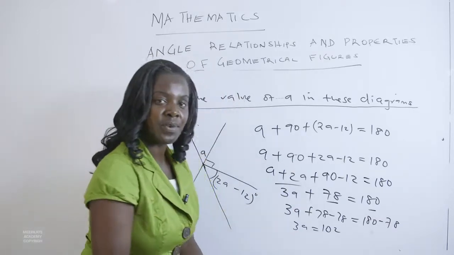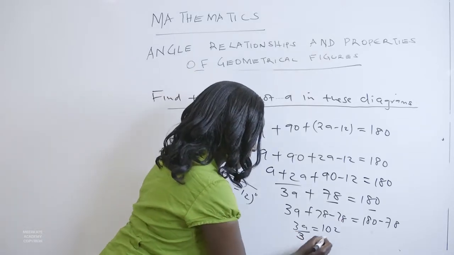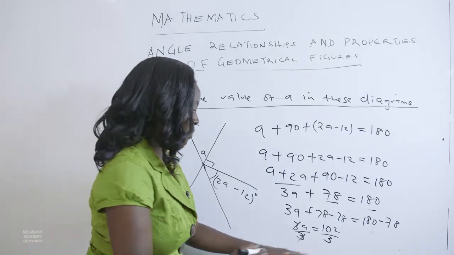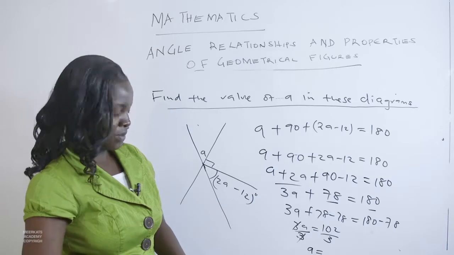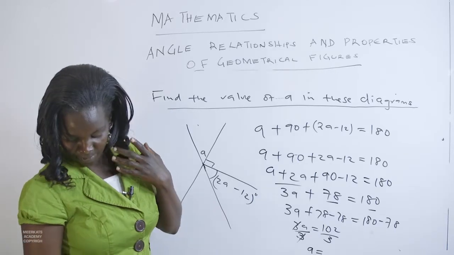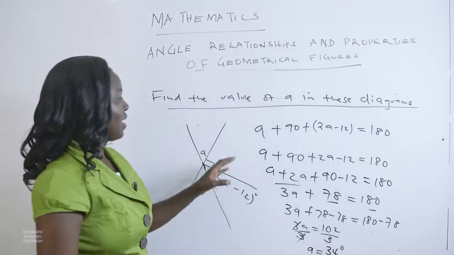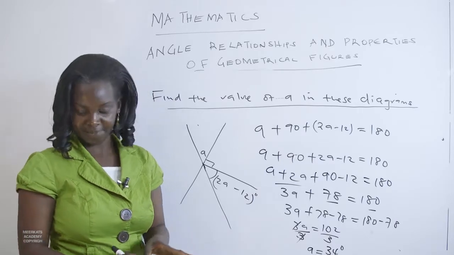To get the value of A, we divide by 3 on both sides. 3 and 3 will cancel out, then we remain with A. 102 divided by 3 gives us 34. So the value of A in this diagram is 34 degrees.